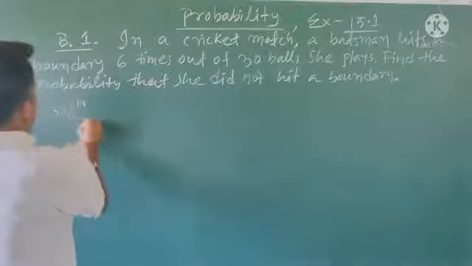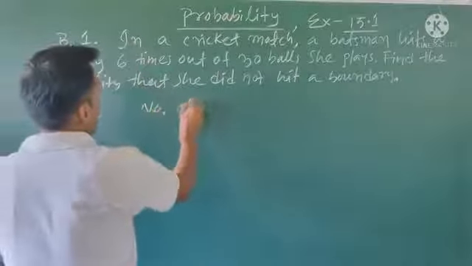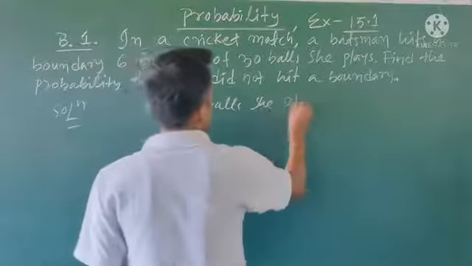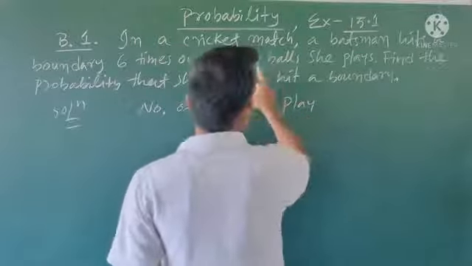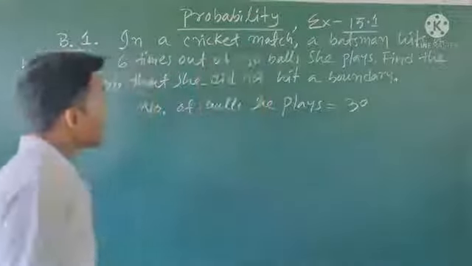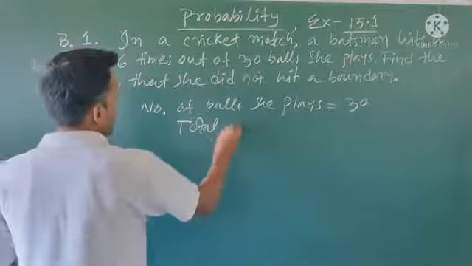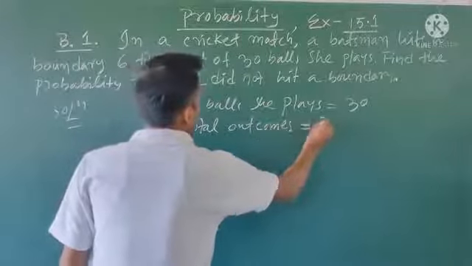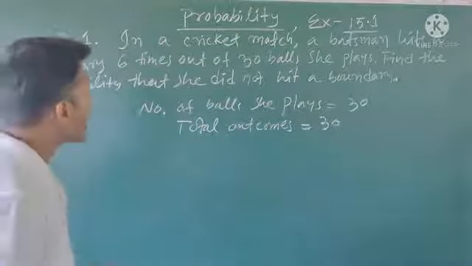So, how many balls she played? Number of balls she played. She plays how much? 30. She plays 30 balls, isn't it? So total outcomes will be 30. She played 30 balls, so total outcomes will be 30.